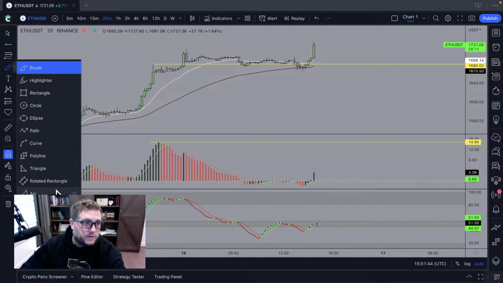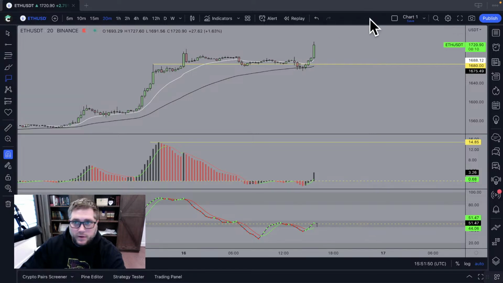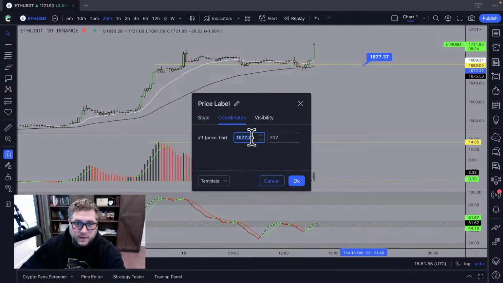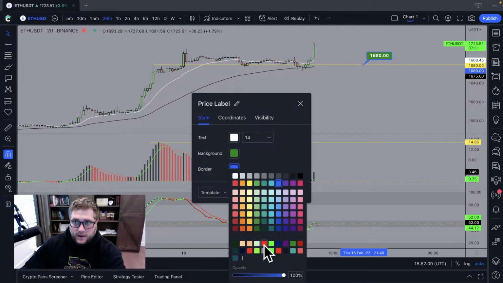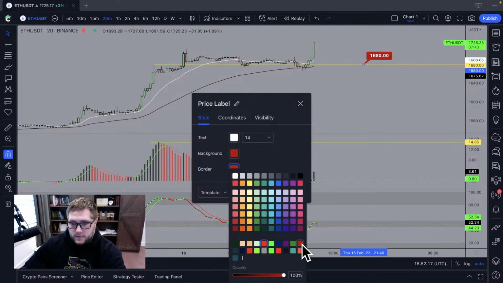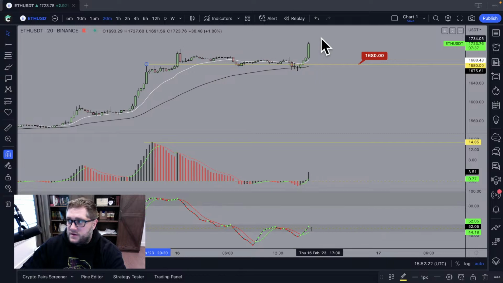16.8. Where are they at? Price label. There we go. Let's go right there. 16.8. Then do it properly. 16.80. There we go. And we'll change this to green and this to, let's probably do red because we're going to go short on there, right? So there we go. Red. All right, so there we go. So that's going to be our target when we do have this pullback.